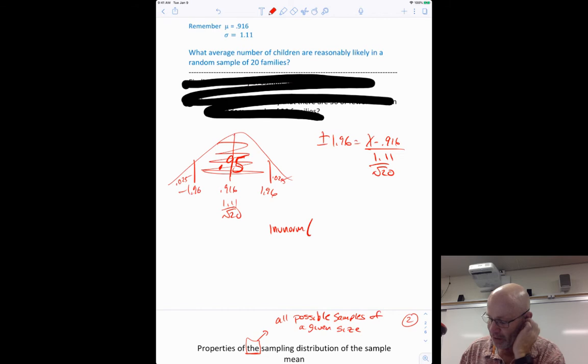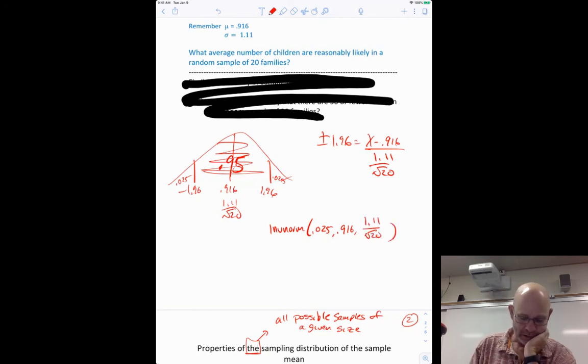Inverse norm of 0.025 with a mean of 0.916 and a standard deviation of 1.11 divided by the square root of 20. So we go inverse norm, 0.025 with a mean of 0.916 and a standard deviation of 1.11 divided by the square root of 20.